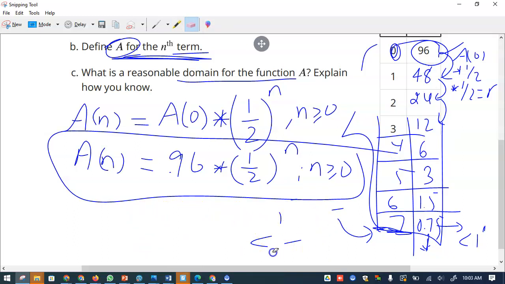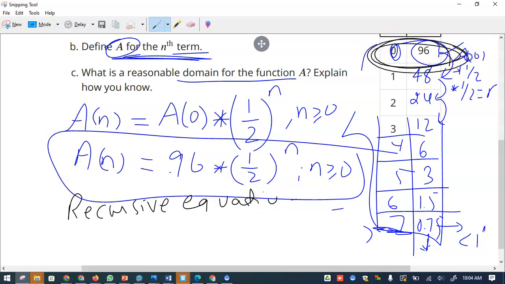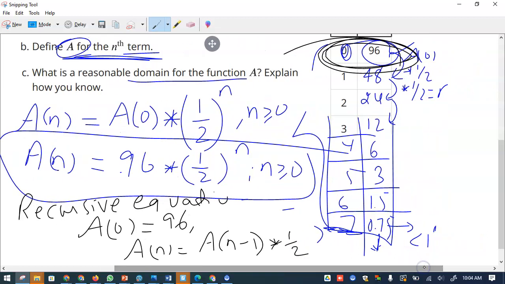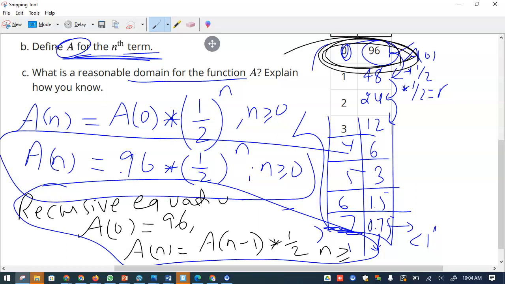term. Now, if the same question was asked, what is the recursive? So let's see if the question was, so for this you'll say, okay, in the beginning a of 0 is 96, you have to mention that, and after that the area at nth term is always the one before, n minus 1, the one before, and you multiply by half, and this time you say n greater than or equal to 1. Okay, so this is recursive. This is the recursive equation. I hope that helps.